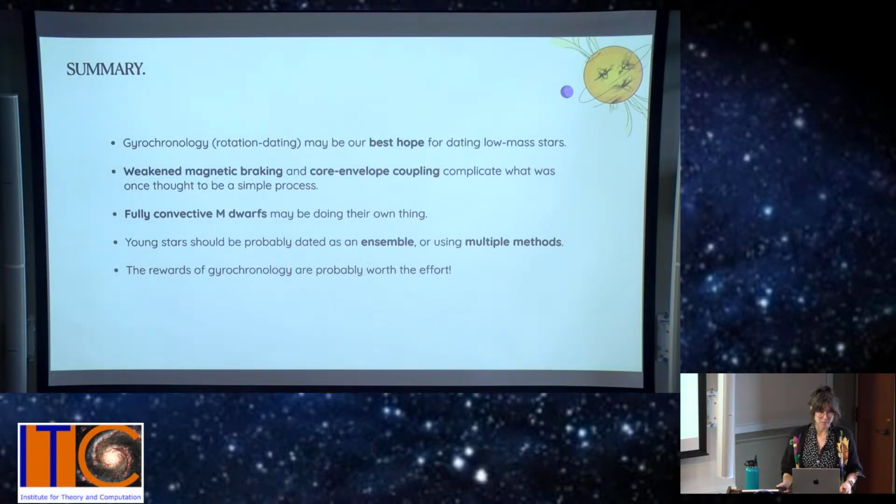Gyrochronology is perhaps our best hope for dating low mass stars. I am biased, but I think that this is certainly true for K and M dwarfs as far as I know. But be careful, because weakened magnetic braking and core-envelope coupling complicate things, and you really do need to know which one of these phenomena might be affecting your star so you can choose an appropriate gyrochronology relation. Fully convective M dwarfs might be doing their own thing entirely and need a whole separate gyrochronology relation. Young stars should be dated as an ensemble, ideally, or using multiple methods. But there's a lot of caveats here.